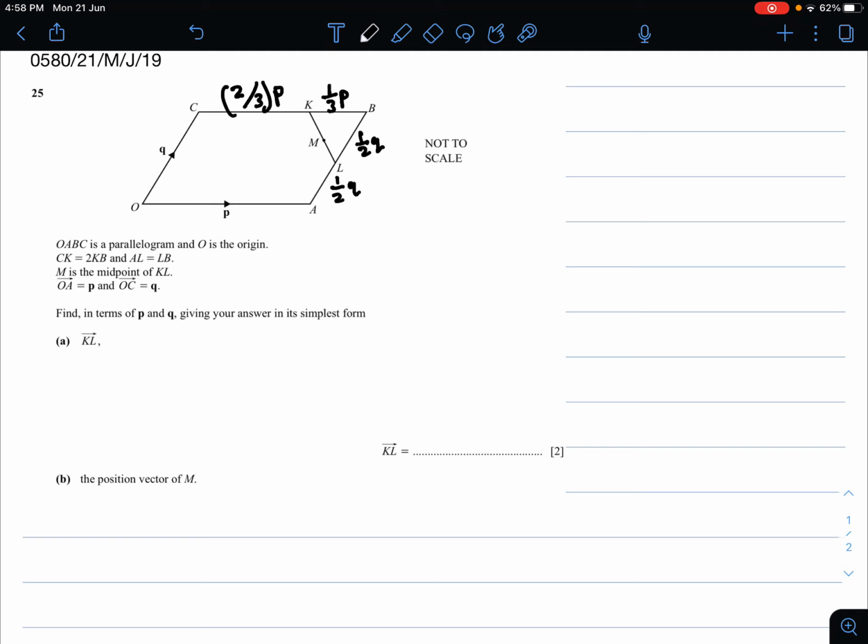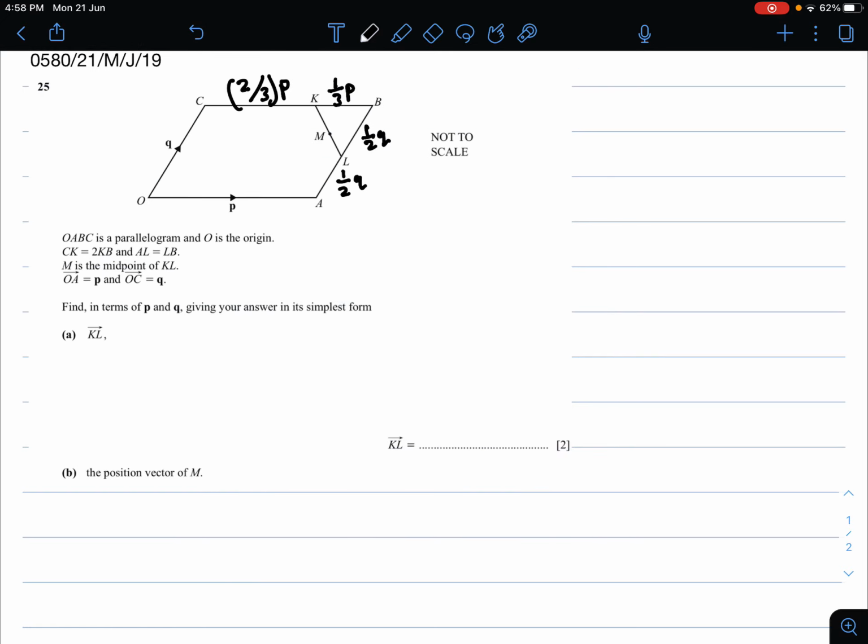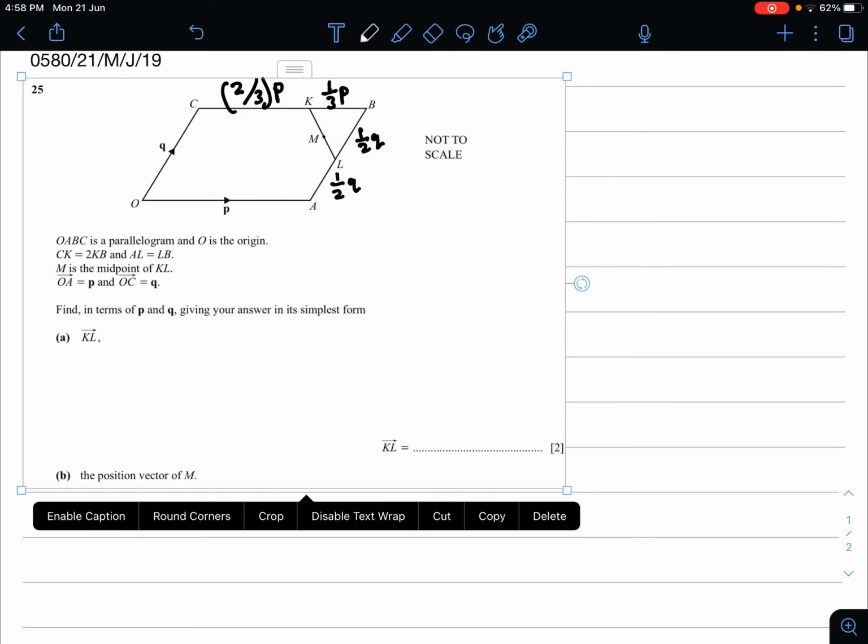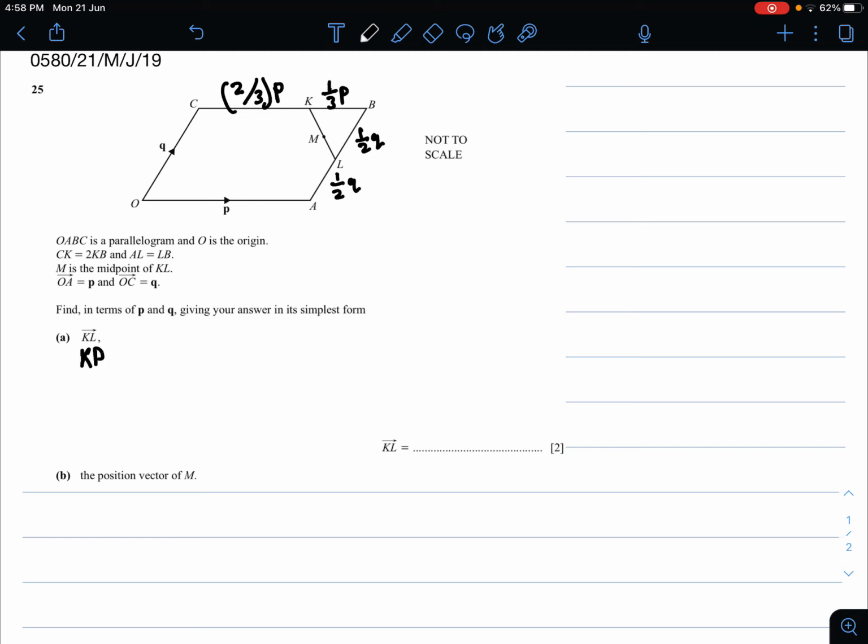Now let's move on to solve the first part of the question, part A. KL, the vector KL. How you do that is, you basically just have to work your way from the first letter to the second letter, from K to L. So you first move from K to B, plus after K to B, to move to L, you move from B to L. So let's do that. So KB would be 1/3p as we calculated earlier, and BL.